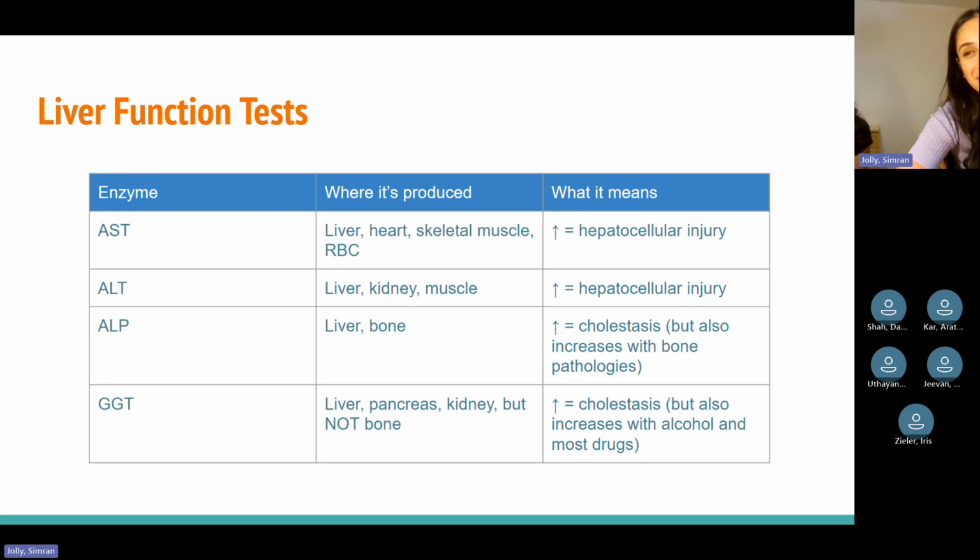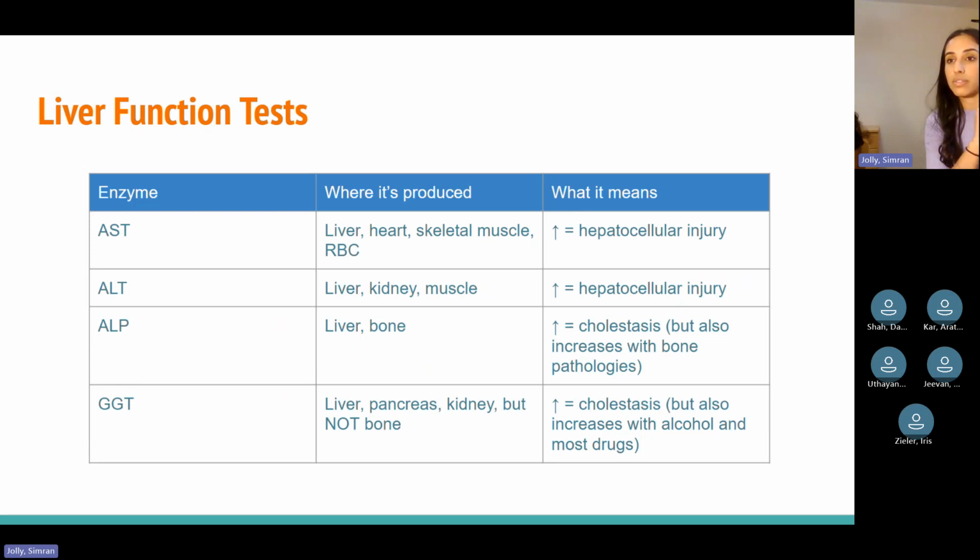Okay, so let's start with the liver function tests. You've got your AST and your ALT, which are your aminotransferases. They're fairly non-specific, AST in particular. It's produced in your liver, heart, muscle, and your blood cells. So when it's increased, although it could mean some sort of liver damage, because it is fairly unspecific, it can be raised in other things, like rhabdo and MIs.